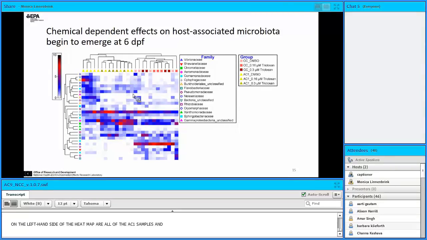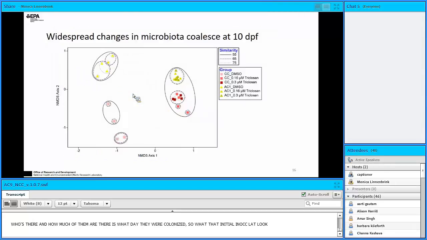So at 6 days post-fertilization, which if you remember back to the beginning of the talk is just 2 days after microbes get into the gut, the major discriminator in terms of who's there and how much of them are there is what day they were colonized, so what that initial inoculant looked like from the fish room. This really changes by 10 days post-fertilization when host-associated microbiota structure has begun to solidify.